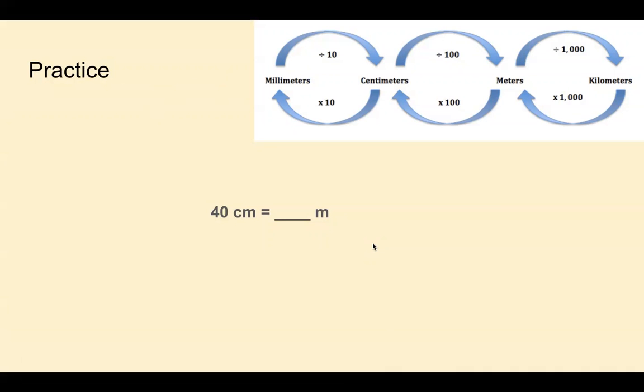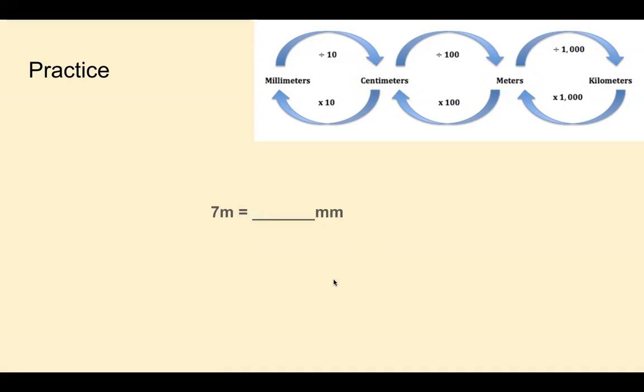So let's look at a practice problem. If I have 40 centimeters, I want to determine how many meters that is. I'm starting with centimeters. So I circled our centimeters and I'm going to meters. I follow this curve and it says I need to divide by 100. So in my calculator, I would type in 40 divided by 100 and I get 4/10. So 40 centimeters is equal to 4/10 of a meter.